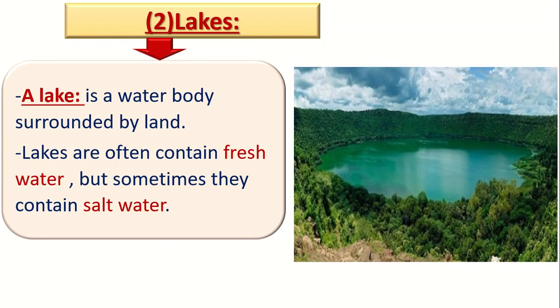Number two, we have lakes. A lake is a water body that is surrounded by land. As we can see in this picture, the water is surrounded by land. This is called a lake.